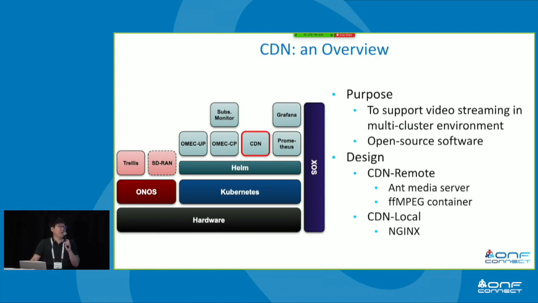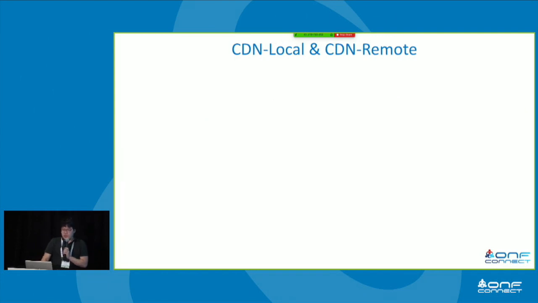First one is Ant Media Server, which is an open source media server. And the last one is the FFmpeg container, which is the video archive. And FFmpeg is, as you know, open source encoding and decoding software. And the last one is Nginx, which is an open source web server, and we are using this server for our local CDN server. So here is our environment.